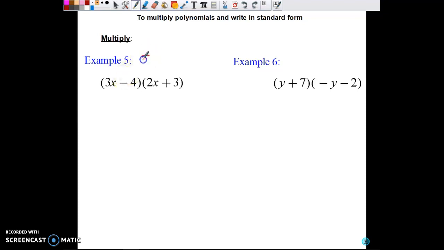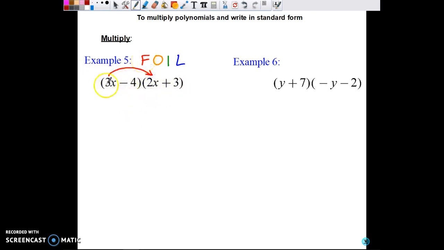In example 5, I'll use the FOIL method. And again, I'm just going to keep it color-coded for now so that we can keep track of the multiplication I am doing. Now in the future, you can just refer to this as multiplying binomials together, or binomial expansion is what some people call this.